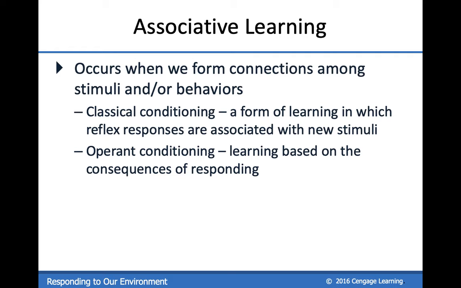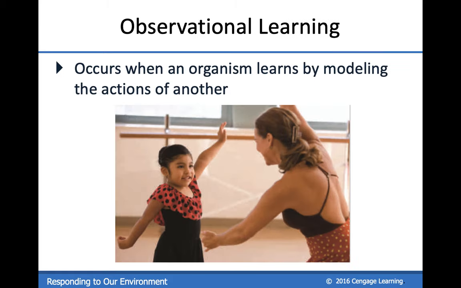This is learning based on the consequences of responding, and this is something that we're actually more consciously aware of, and we would voluntarily do that response. It's not a reflex that just happens naturally. And then at the very end of this chapter, we're going to be talking about observational learning, and this is when an organism learns by modeling the actions of another. So learning how to dance by watching your dance instructor, that would be observational learning. You have to observe in order to learn.